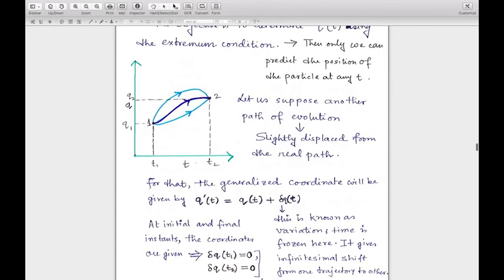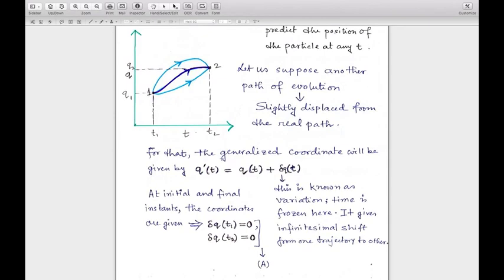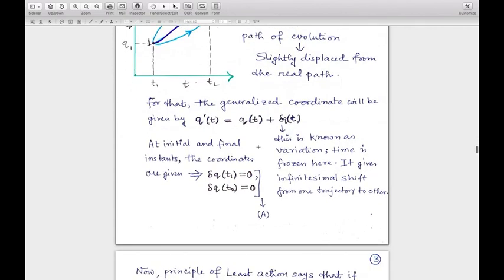Now assuming that you know what is exactly going on over there, I directly use the symbol del. For that we can write the generalized coordinate for that neighboring path as q prime of t is equal to q of t, which is the generalized coordinate of the real path of evolution, plus delta q of t. If you just remember, delta q is nothing but alpha times eta of t, and we also know that this is called the variation.